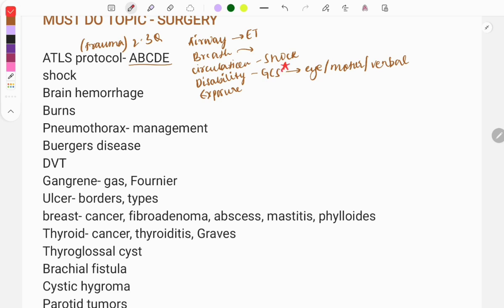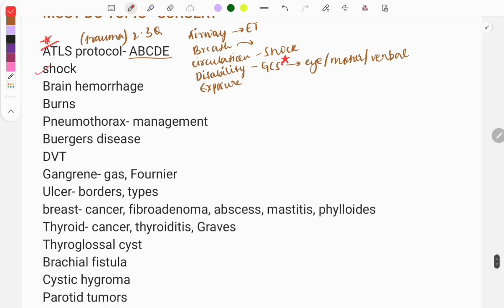Then the 5th parameter is exposure, in which you will be doing the following things: prevent hypothermia, keep the patient warm, give the patient IV fluids. I will try to upload a detailed video on this ATLS protocol as it is very important and you cannot miss this topic. So do watch that video also.